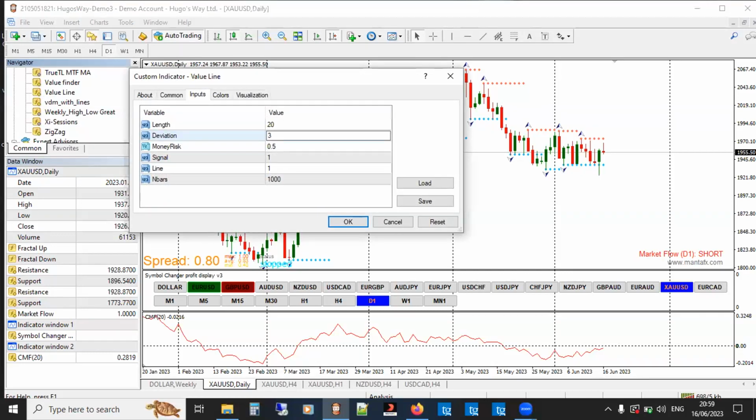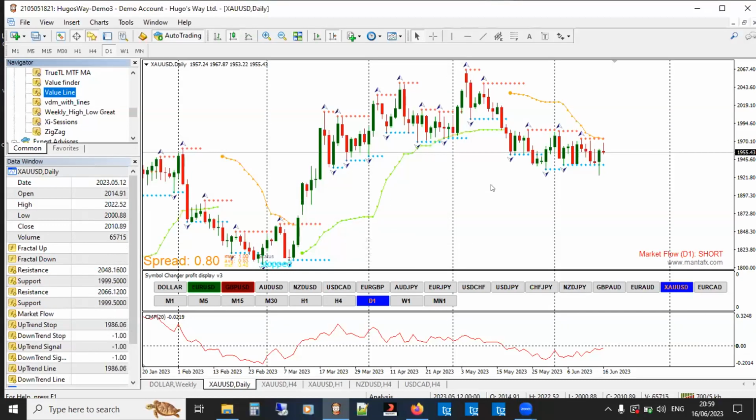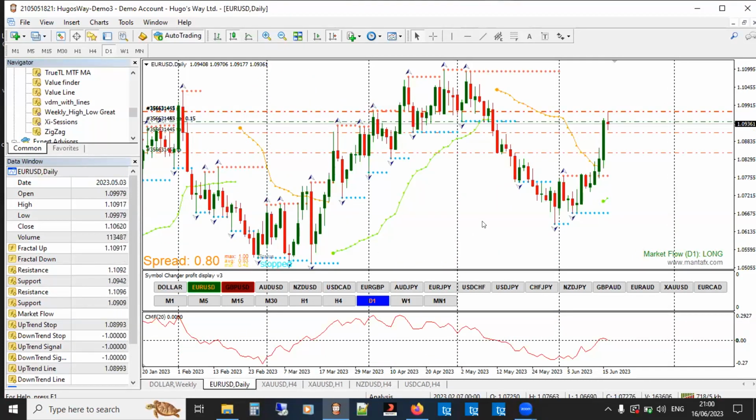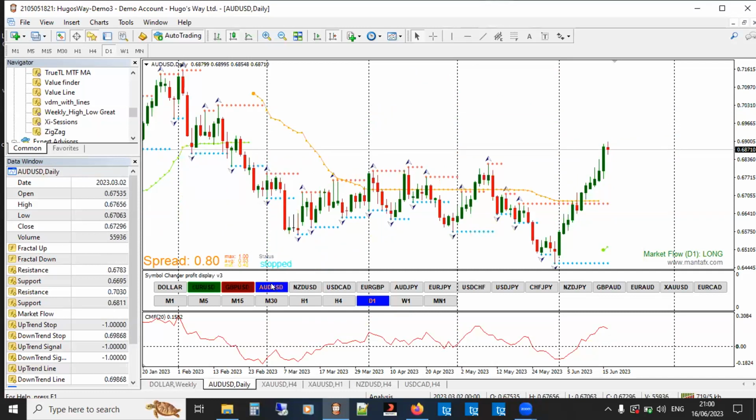Let's make this 23. All right. So you still see even on using today, gold is still bearish. On the dollar just turned bearish. So the dollar was a bit late responding with regards to the value line. If we go to EU, again, just turned bullish. So you could choose whichever one you want to use.